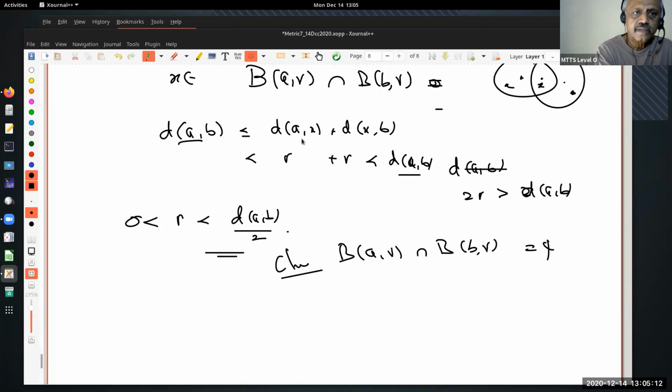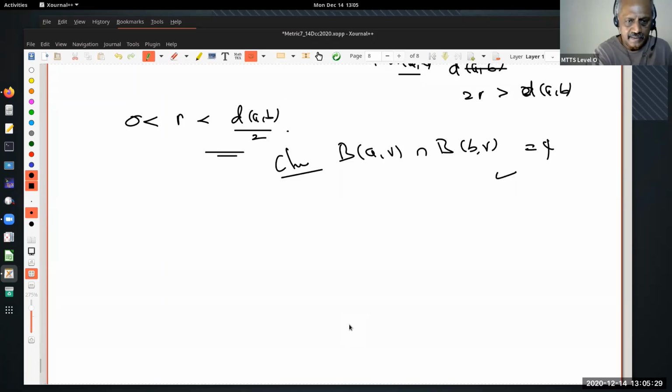But X belongs to B_R(A), therefore the distance is less than R. X belongs to B_R(B), therefore that distance is less than R. Therefore it's 2R, right? That means 2R is greater than d(A,B). But by our choice, 2R is less than d(A,B). That's a contradiction. Therefore, this is true.